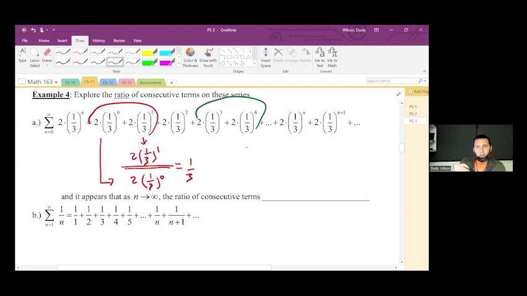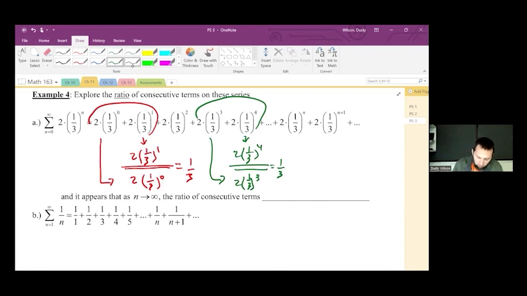So I've got a pair of consecutive terms, and I'm going to take the second one and divide by the earlier one. So again, 2 times a third to the fourth divided by 2 times a third cubed will again be 1 over 3. Same ratio. That's why for a geometric series, we talk about there being a common ratio. Let's do this one more time.